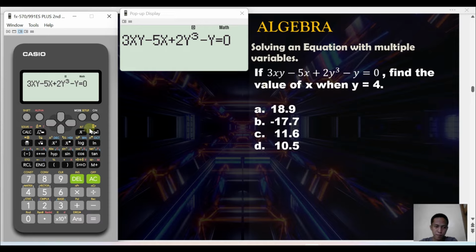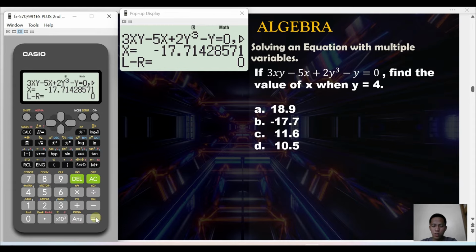So we have here, yung hinahanap natin guys is x. So lagay mo yung comma. So shift, comma. Then lagay mo yung variable na hinahanap natin. So that is x. So alpha x. Then press natin yung shift solve. Ano daw yung value ng y natin? So that is 4. So equals lang natin. Equals. That will give you negative 17.7 as the value for x.